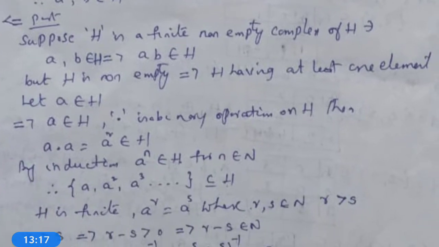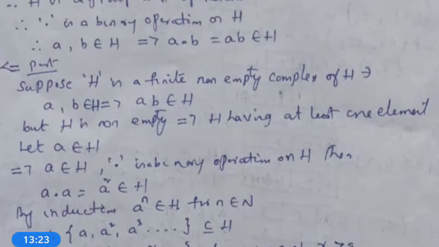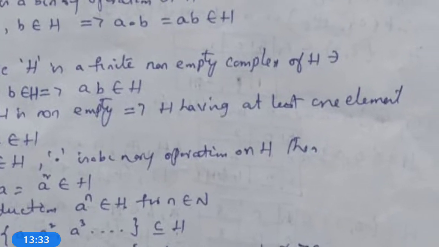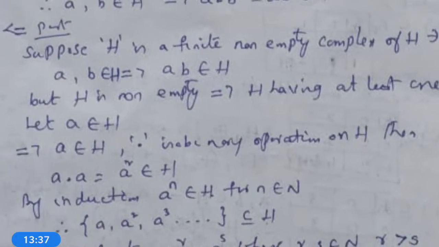Now, the implied part. What is the implied part? H is a finite non-empty complex of G such that a, b belongs to H implies ab belongs to H. H is non-empty, implies H has at least one element. So let a belong to H.